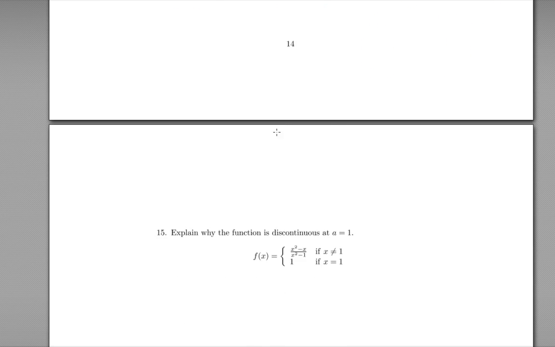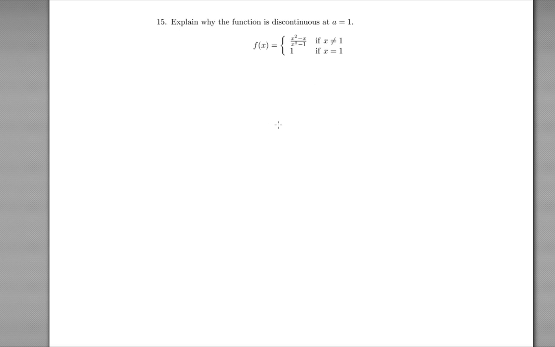All right, so let's talk about some continuity examples. So, explain why the function is discontinuous at a equals 1. So here's a situation where they give us f of x, and they would like to know whether or not this function is continuous at a equals 1. All right, no big deal. Let's just check to make sure everything is fine.